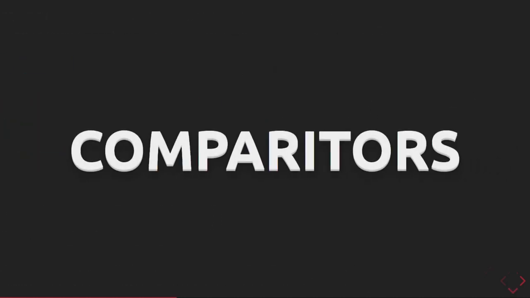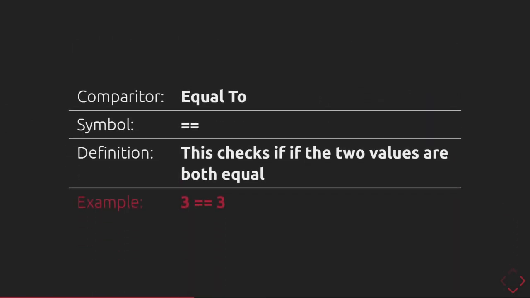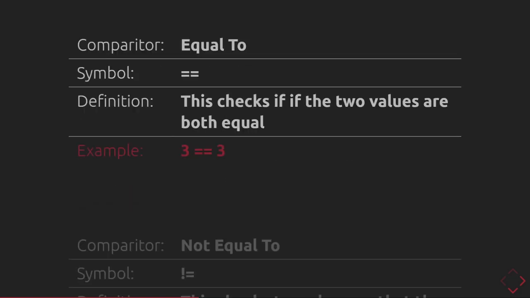Now we will look at some comparators. In any if statement there is more than one way to compare a few things. So the first comparator is equal to, denoted by 2 equals. This checks if the two values are both equal. As an example, if 3 equals 3, that would be true.